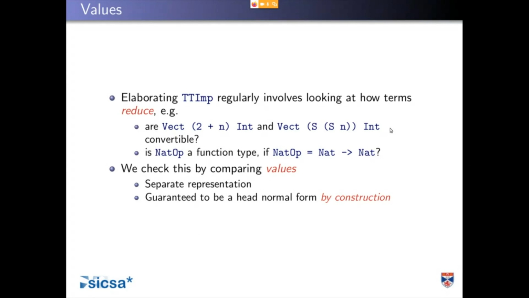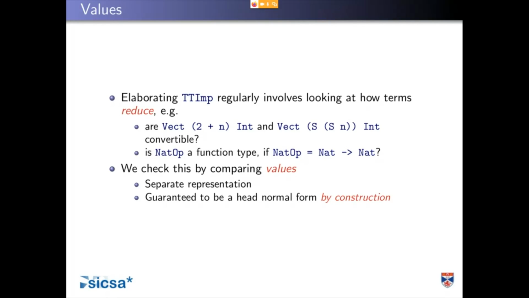Now, when we're elaborating these programs, this very often involves, for various reasons, looking at how terms reduce. So if we've synthesized a type Vect (2 plus n) but we're expecting Vect (suc n) of Int, are these two things convertible? They're syntactically different, but they are convertible because plus is written by recursion on the first argument, so it will reduce to suc of n. They convert. Also, when we're type checking a function, we sometimes define type synonyms that expand to functions. So we might have NatOp being defined as Nat arrow Nat. Before we can even check that the argument is the right type, we need to know that this is a function type, because we need to pull out the argument type from it.